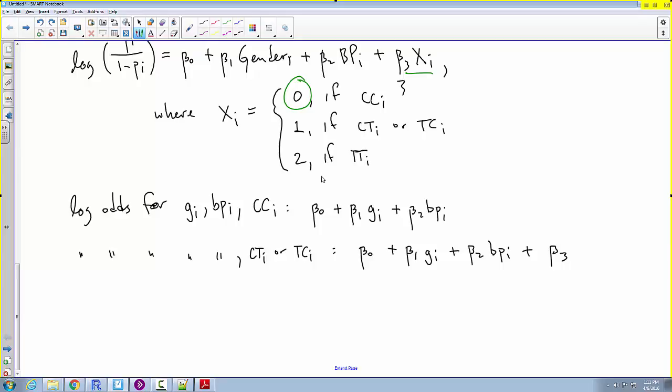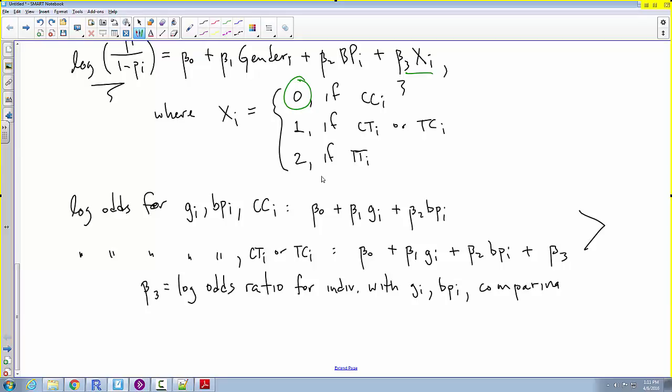And now I know what beta 3 is, I can interpret beta 3. Because beta 3 is just the difference between those two lines. So beta 3 is a log odds ratio. So it's a difference of log odds. Just like beta in a linear regression is a difference of means, since we're talking now in terms of log odds, that beta is going to be a difference of log odds. A difference of logs is a log of ratios. So this is a log odds ratio for an individual with gender G_i, blood pressure BP_i. I should have said, this is a log odds ratio for comparing two individuals with the same G_i, BP_i.